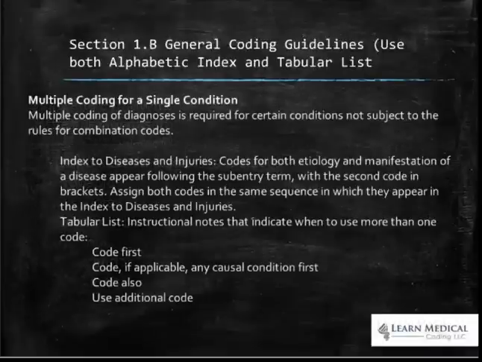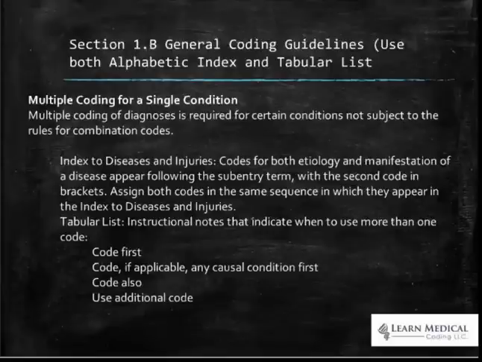Multiple coding for a single condition. If you're coding for a single condition and you need 2 codes, there will be directions given to you. You will be told to code first. You will be told to code, if applicable, any causal condition first. You will be told to code also, and you will also be told to use an additional code.